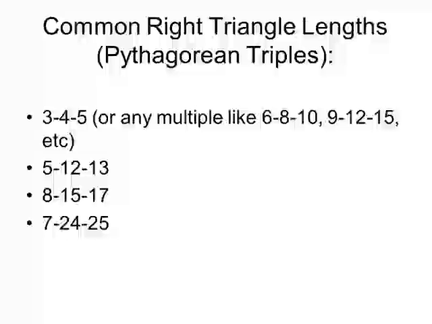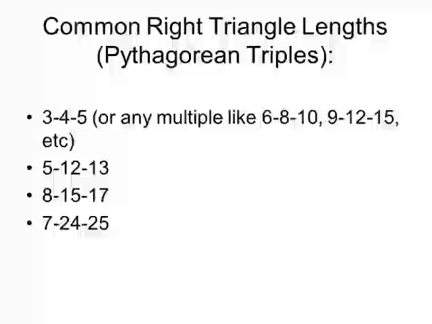Some common right triangle sides are 3, 4, 5. Or we can multiply that. If I multiply it all through by 2, it gives me 6, 8, 10. Or by 3, it gives me 9, 12, 15. Another common group of right triangle numbers is 5, 12, 13. The last two aren't quite as common. You don't really need to memorize these.